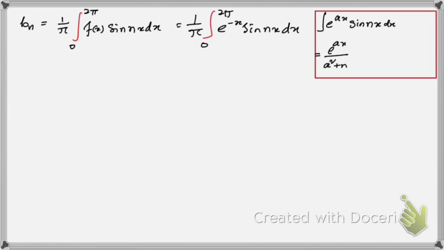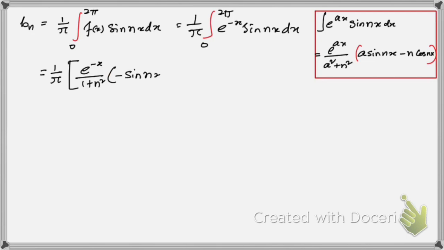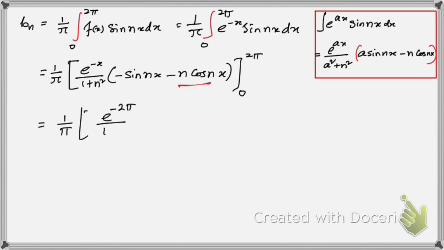This is the formula we're going to use here, and the value of a is here minus 1 again. So using this formula we're going to get this result, right? Here again you can see that cos n pi x, if you put twice pi, that's going to be 0, right? So we're going to deal with this term only, and doing so, putting the upper and lower limits, we're going to get this result.